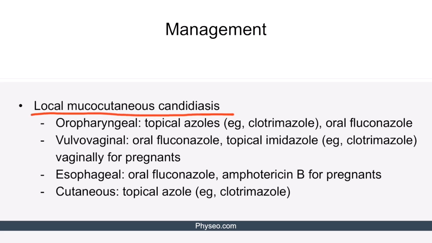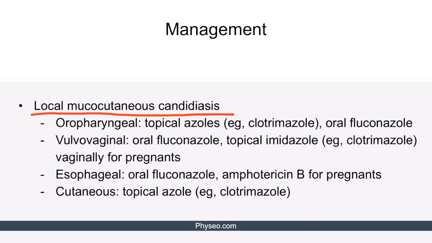Okay, now how do we manage this, starting with the local mucocutaneous type? Well, for oropharyngeal candidiasis, you can use topical azoles such as clotrimazole, and oral fluconazole can be used in moderate to severe infection. However, be aware that oral azoles are teratogenic and should not be used for pregnant patients. Now, in the case of Candida vulvovaginitis, you're going to use oral fluconazole. However, if that patient is pregnant, again, you're going to worry about teratogenic effects, then you can stay topical and use an imidazole, such as clotrimazole, and you just administer that vaginally. And for Candida esophagitis, you're going to use oral fluconazole. Then once again, if they're pregnant, you want to use amphotericin B.